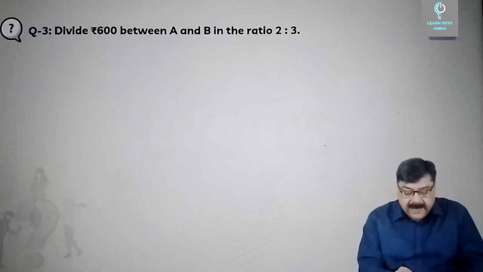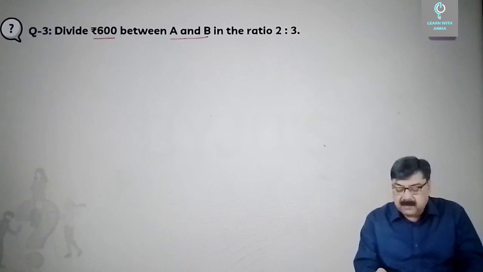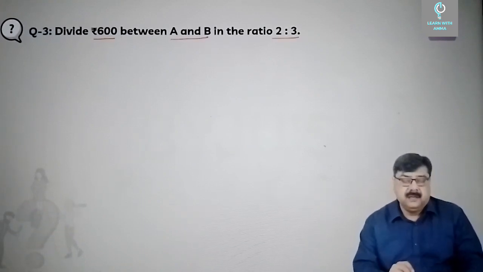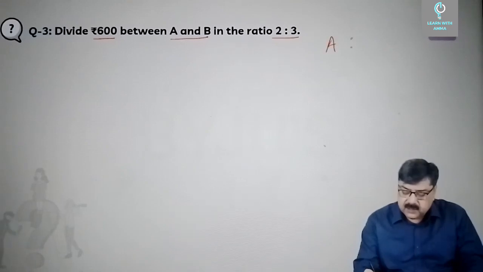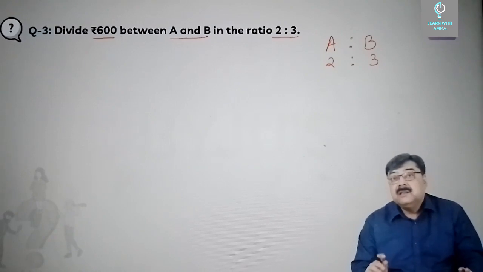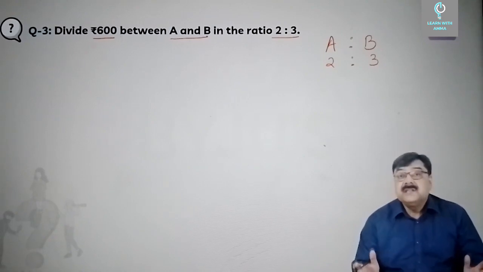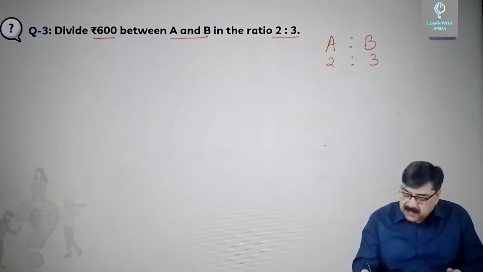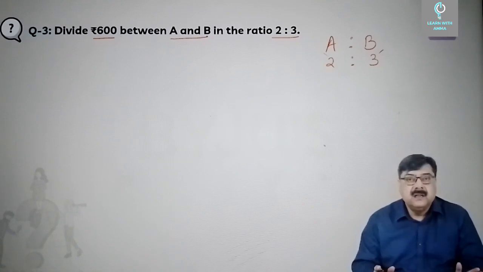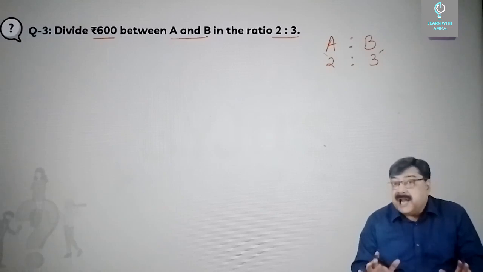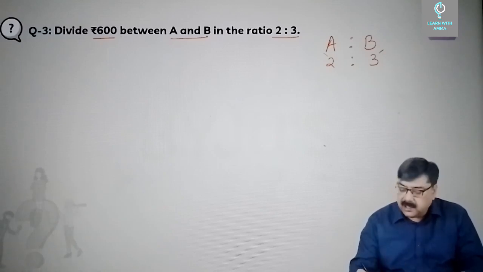Alright, divide rupees 600 between A and B in the ratio 2 is to 3. Now I want you to notice the two methods that I explained to you here. A is to B, the ratio given to us is 2 is to 3. Now this is the ratio which is comparative. For every 3 parts of B, 2 parts of A is to be included. Now these are not the actual values. These are called ratio points.